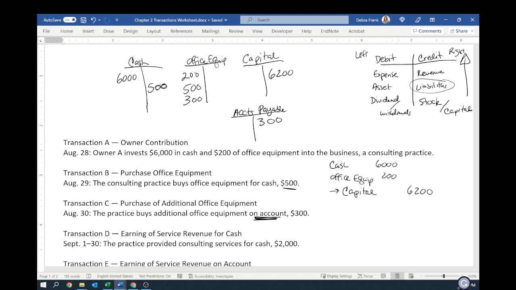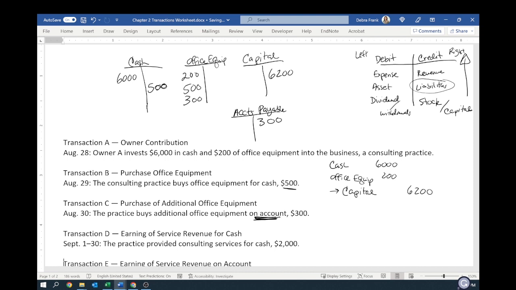As I say that, if we backtrack to transaction A, we can see that this is a total debits of 6,200 as well. So we're in balance too. We have two debits and one credit. That's fine. Our two debits added up to 6,200, equaling that credit of capital for 6,200. So you can have more than two accounts involved.